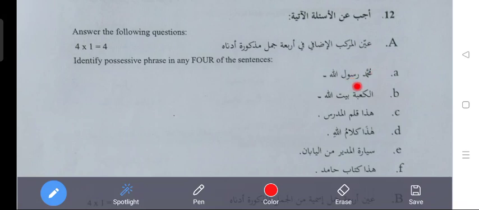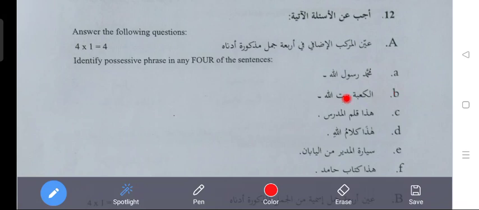Now we come to the result that Rasulullah is the possessive phrase. What we have to do is write Rasulullah in the answer sheet, and beside this Rasulullah we have to write al murakkab al izafi. In this way we have to solve the paper. Now come to bit B.